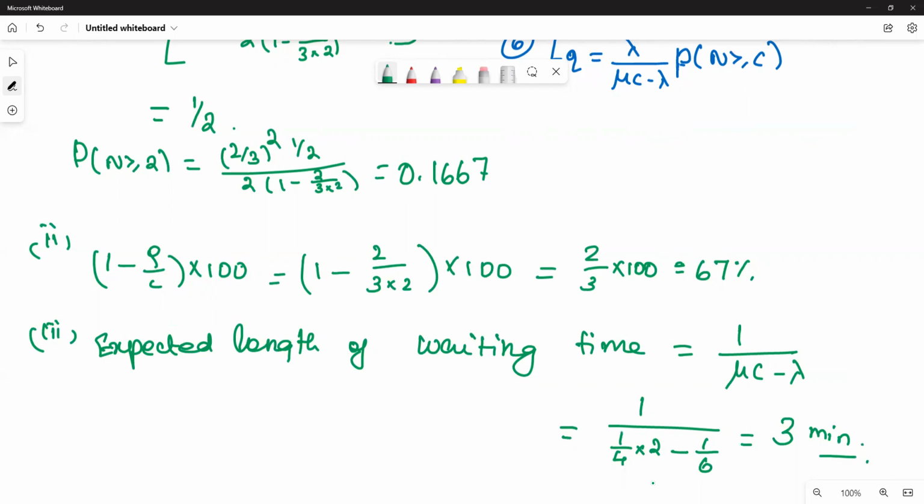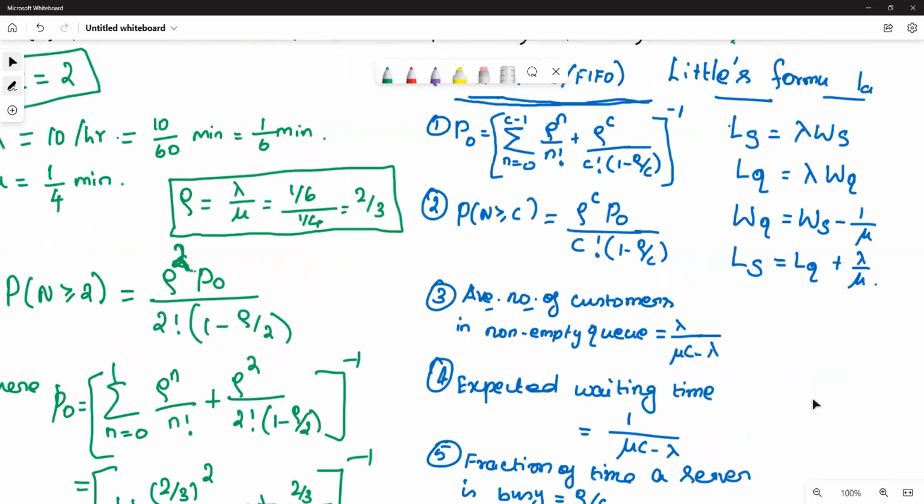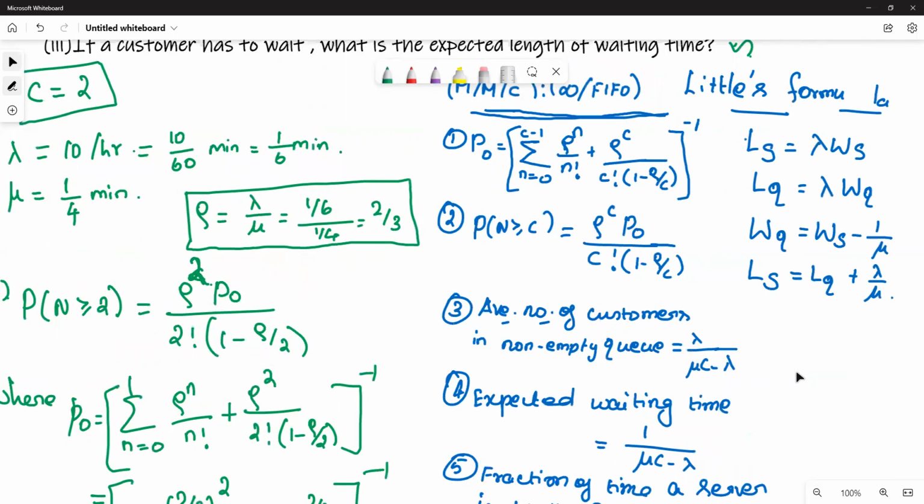So in the multi-server infinite capacity model, these are all the formulas to memorize, and this is how we solve the given problem. I hope you are clear with this model.